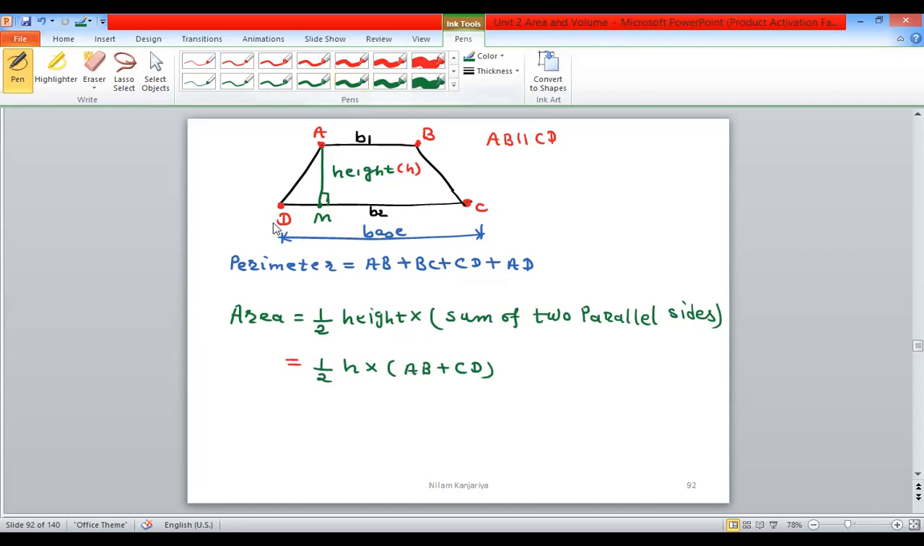So this is the simple formula to find the area of the trapezium. The area of the trapezium is 1/2 into height into B1 plus B2. In short, we can write 1/2 H. Look at the look of this formula: 1/2 into B1 plus B2, base, into height H. This is the formula.